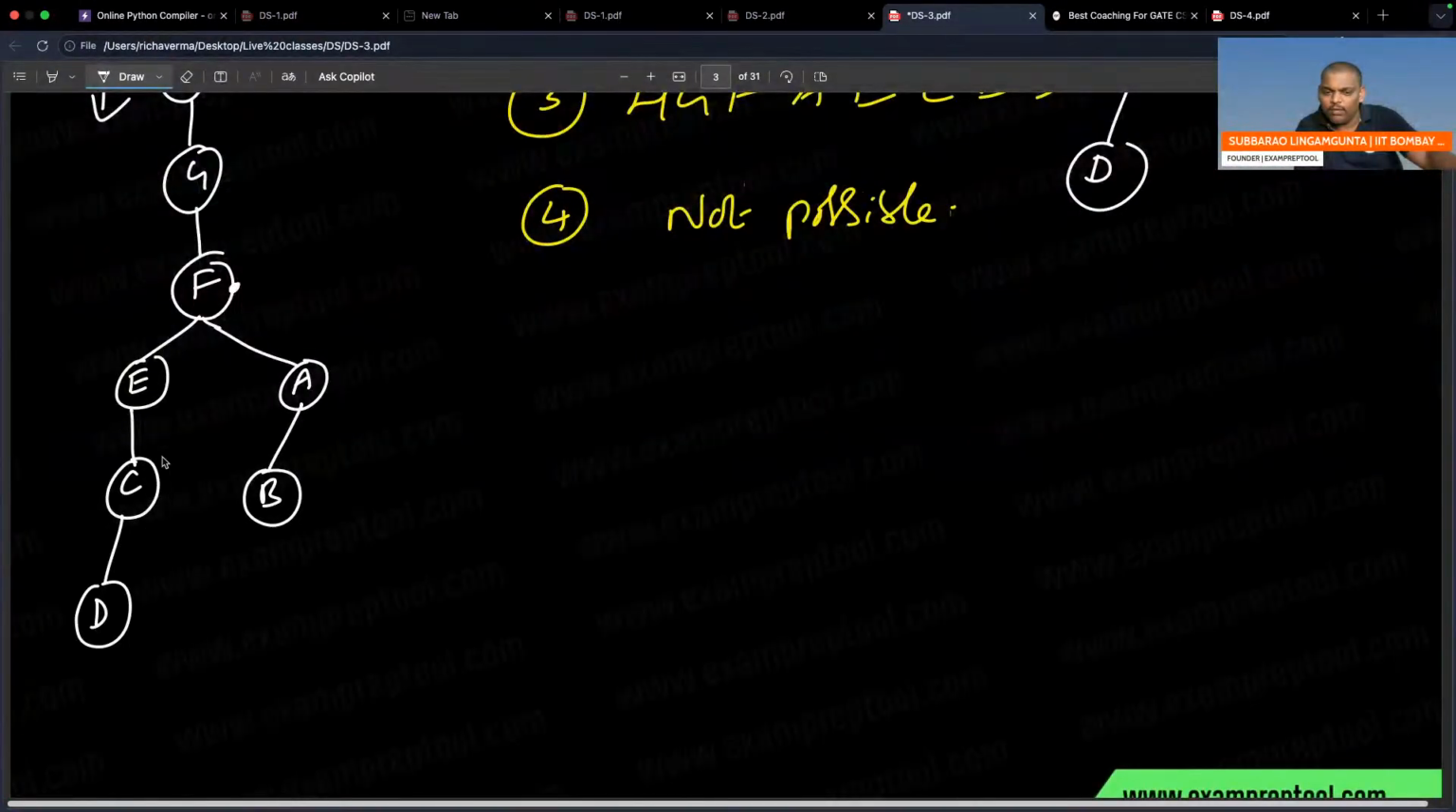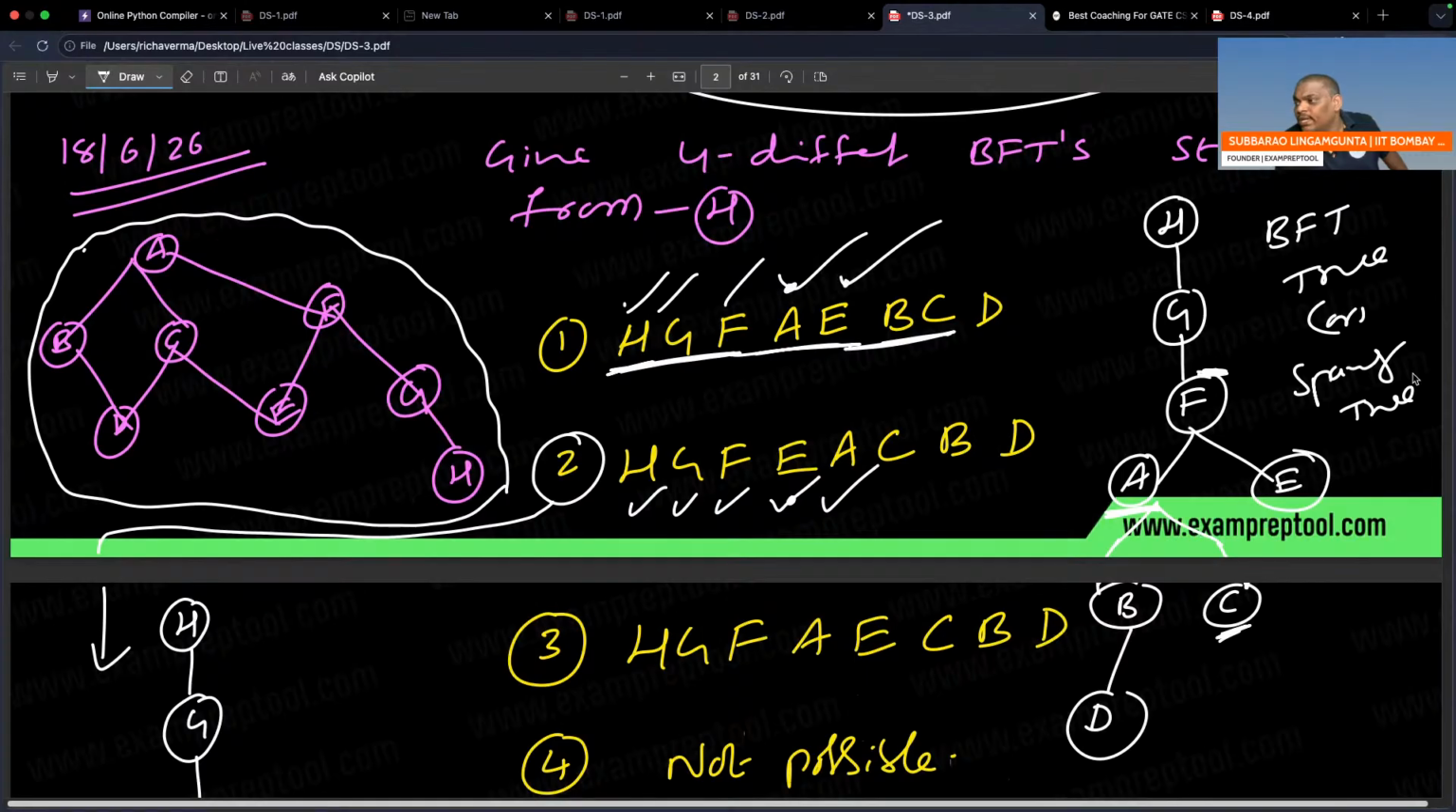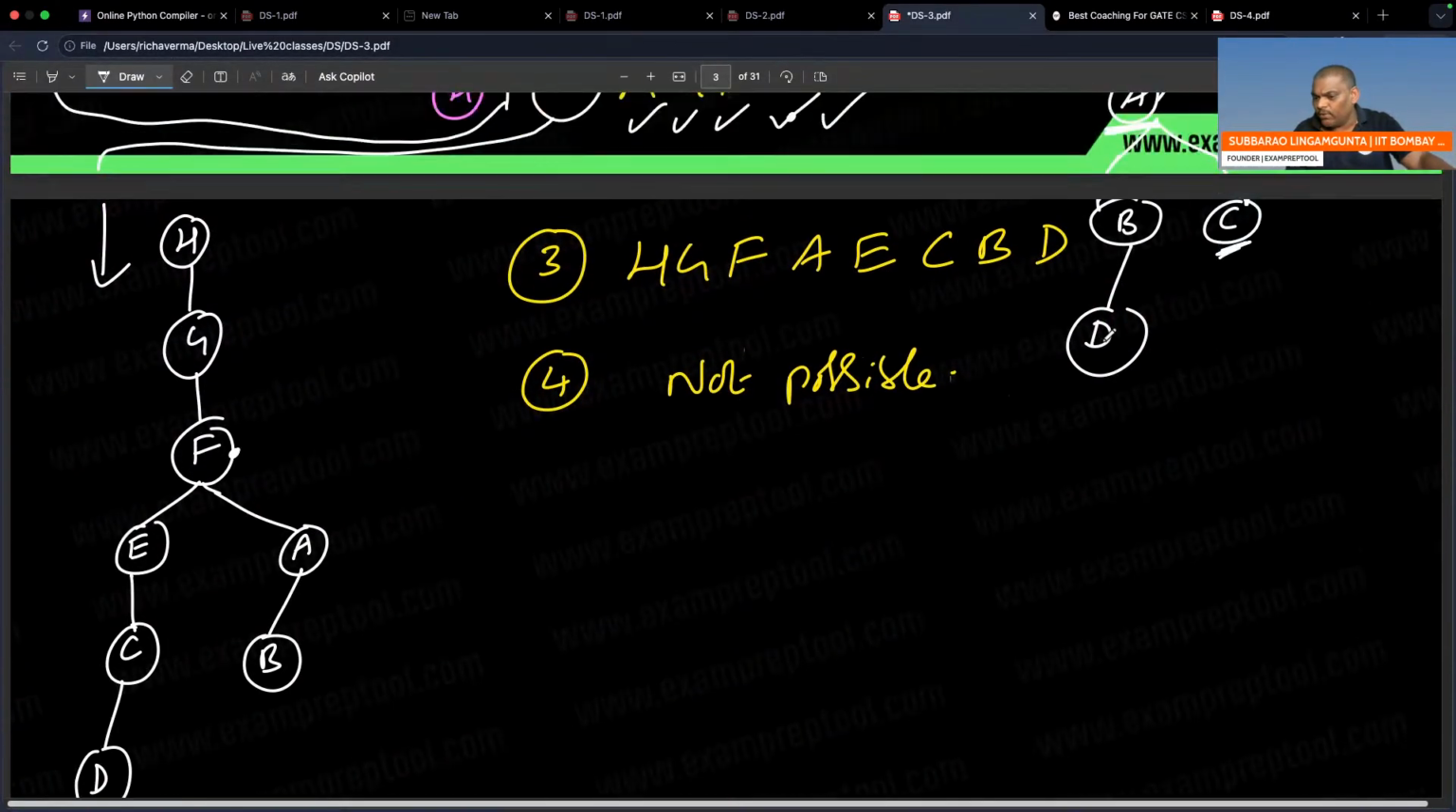This is called the BFT tree, which is also called a spanning tree. One more name is spanning tree. If anyone asks you how to create a spanning tree, simply apply BFT on the given graph. From today onwards, for the given graph, if anyone asks how to create a spanning tree, simply say do BFT traversal. Every BFT traversal will give one spanning tree. The purpose of BFT traversal is that it creates a spanning tree. In algorithms, you may see minimum cost spanning tree. That is different. Here it is simply spanning tree.